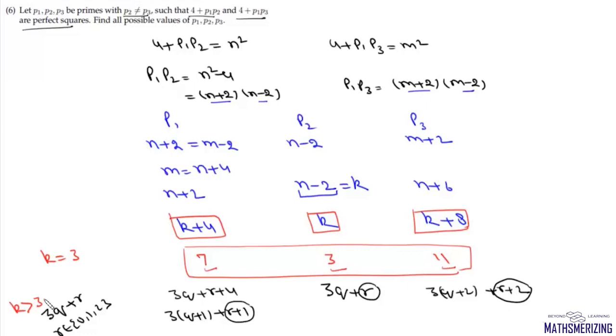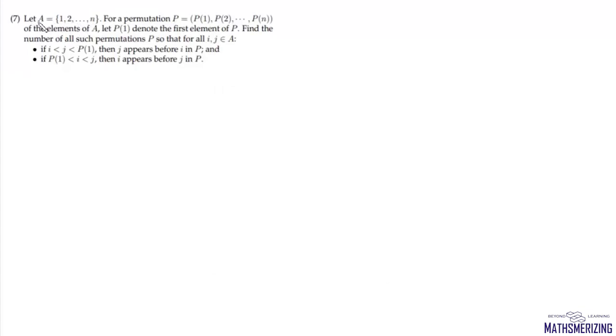So that means for k greater than 3, there will be no such P1, P2 and P3. So the only values possible for P1, P2 and P3 are 7, 3 and 11. Now question number 7, it says that there is a set A which is 1, 2, 3 up to n, that is the set of first n natural numbers.